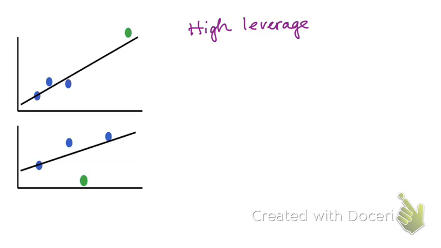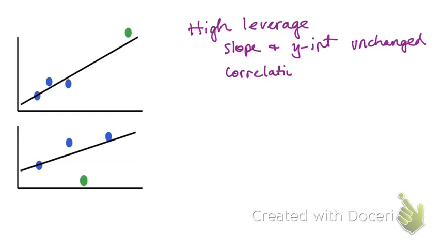Now, let's think about what would happen if I removed that. What would happen to the slope of the line? It would get a weaker strength. Not much would happen to the slope. What would happen to the y-intercept? Probably not much, but what would happen to the correlation? It would get weaker. Very good. So, slope and y-intercept unchanged. Correlation gets weaker.